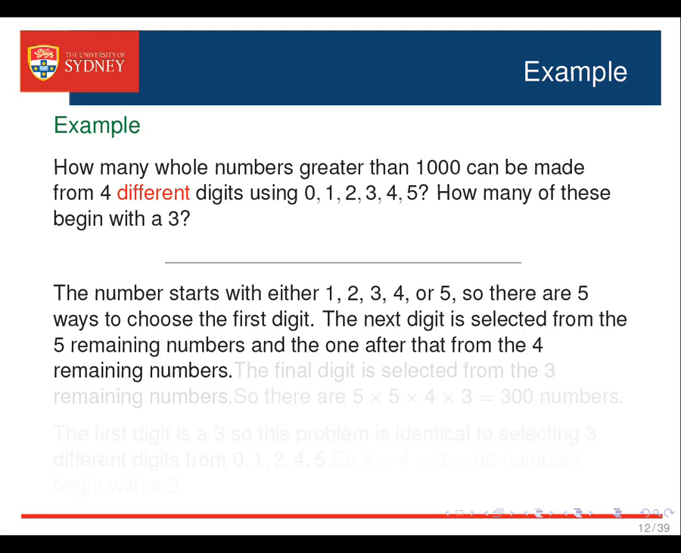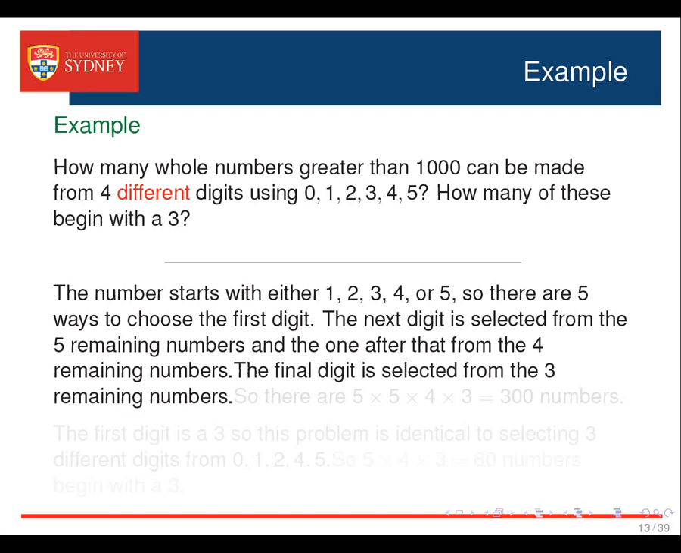Since no repetition is allowed, the second digit will be chosen from the remaining 5 numbers. For the next digit, it's chosen from the 4 remaining numbers. And the last digit is chosen from the 3 remaining numbers. Thus, there are 5 times 5 times 4 times 3, which equals 300 numbers.